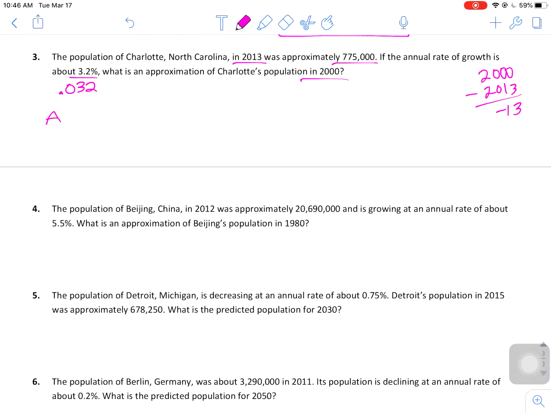So I'll do A of negative 13 equals our initial value times E. The rate is written as a decimal. And then our T value, we're going to do negative 13 since we're trying to figure out what the population was in 2000.